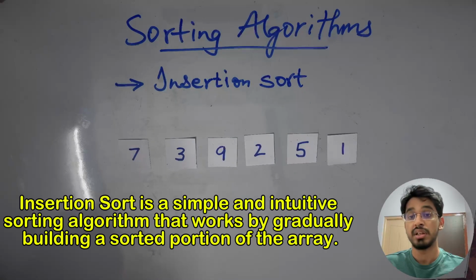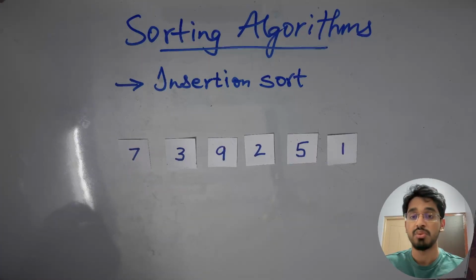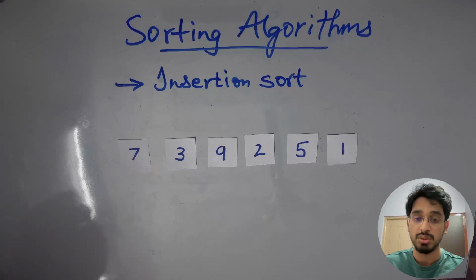Basically, insertion sort is a simple and intuitive sorting algorithm that works by gradually building a sorted portion of an array. This works by the divide and conquer rule, where we divide one part of the array which is sorted and another part which is unsorted, and I'm just going to explain how exactly it works.